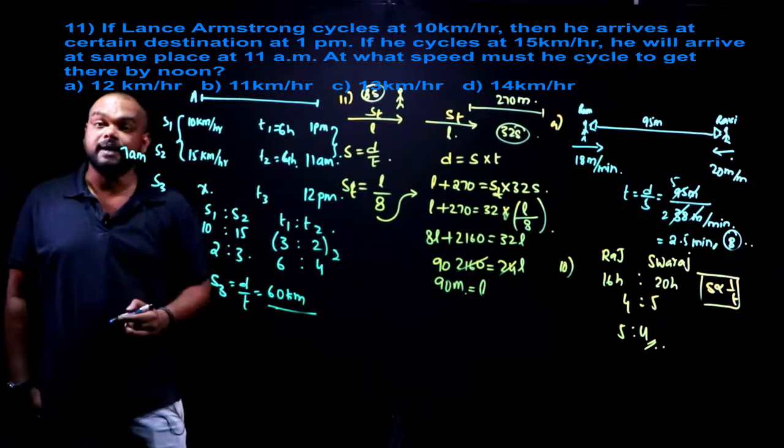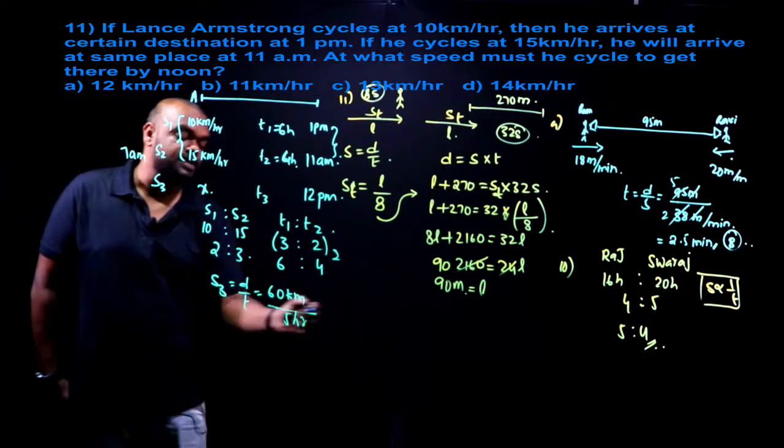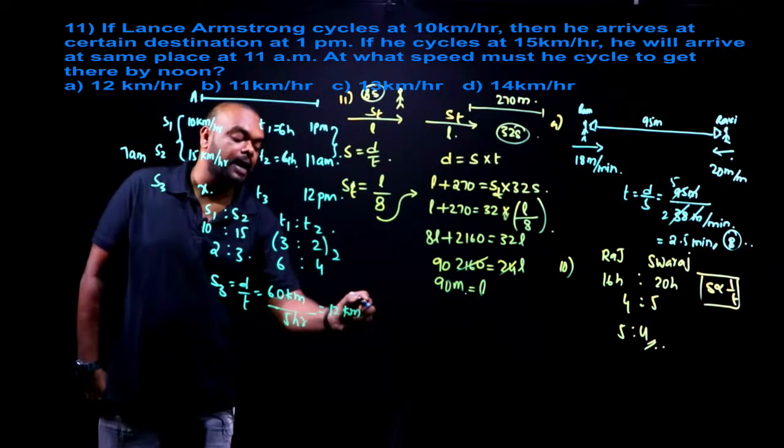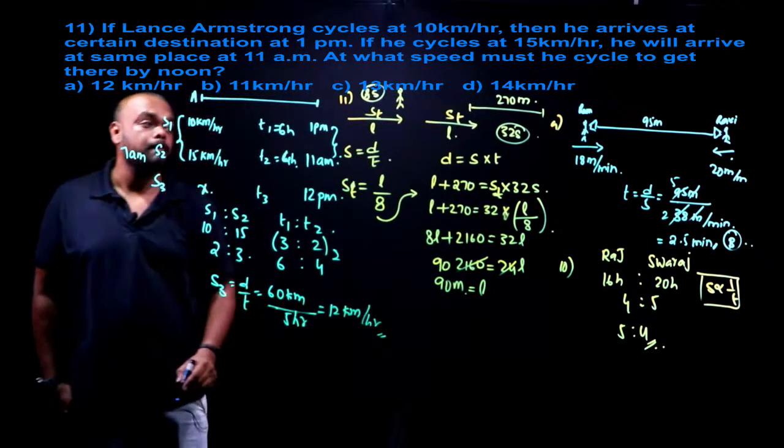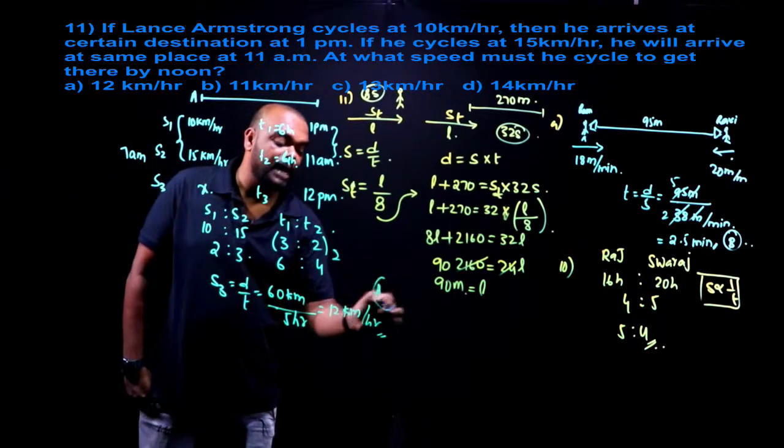So in this case, starting at 7 a.m., he must reach by 12 p.m. It means 5 hours. So what is 60 by 5? 12 kilometers per hour is my answer. Check out, do we have the option? I am repeating this problem one more time.